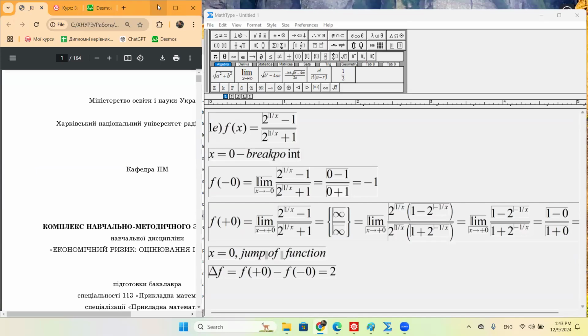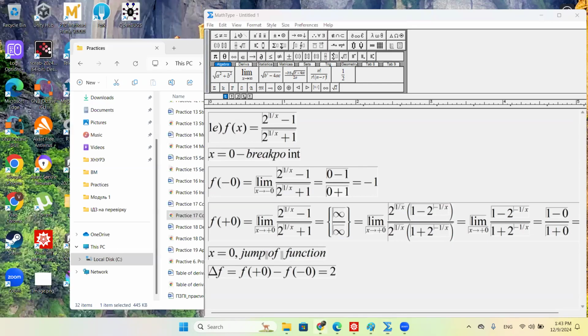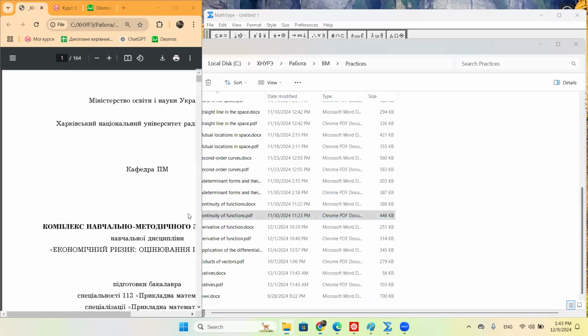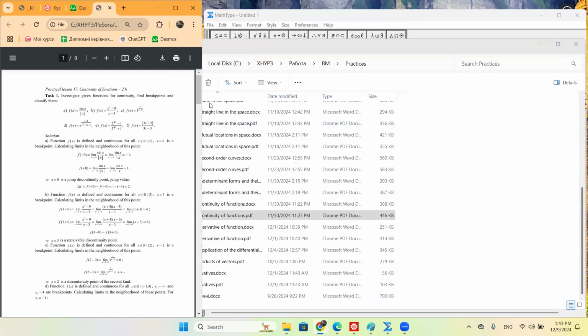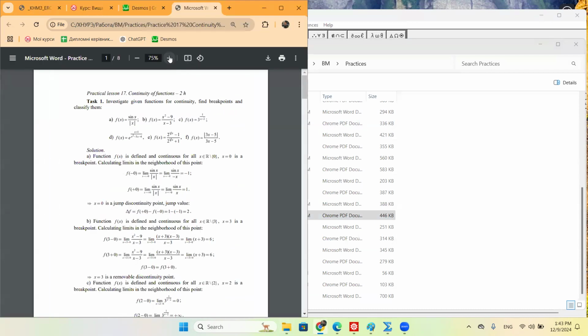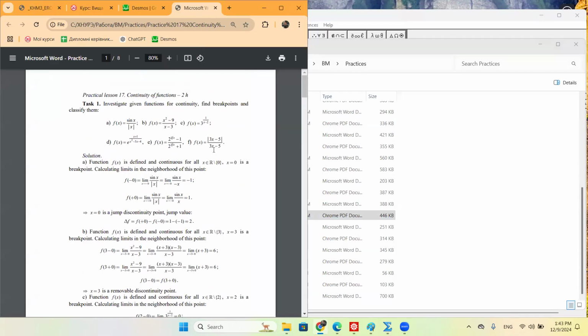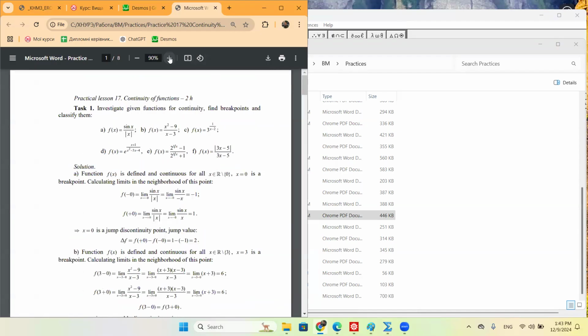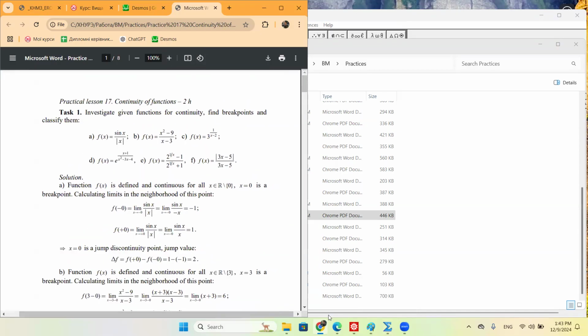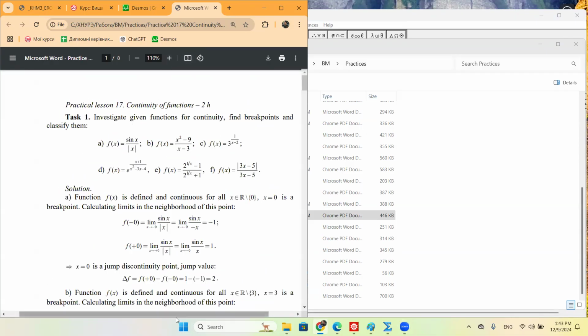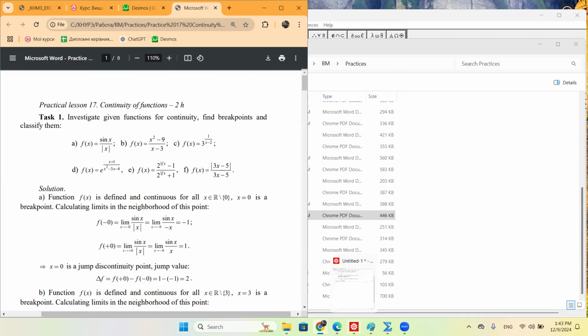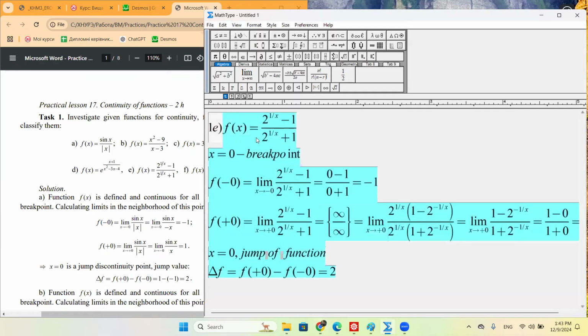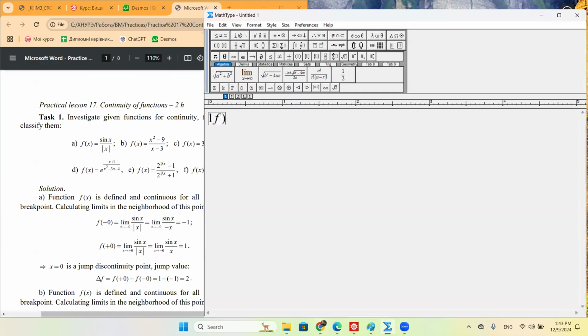Just a moment, where is my... okay, here is my file. Okay, and one more example. I guess it will be simpler than the previous, but also we have a modulus sign. So we need to be attentive when opening it. So let's pay attention to this task as well.